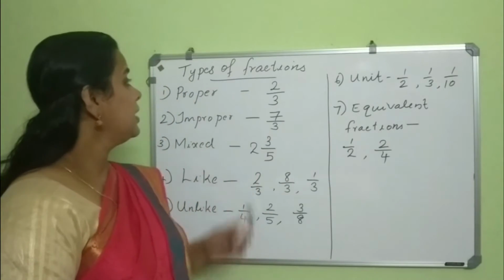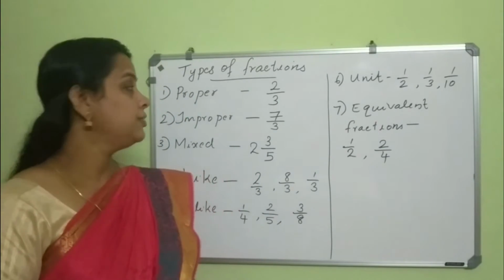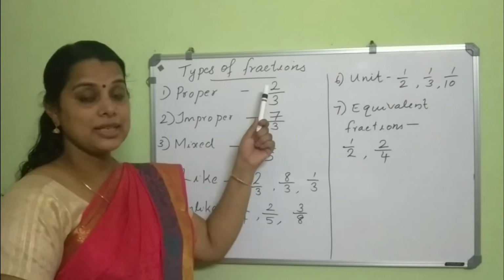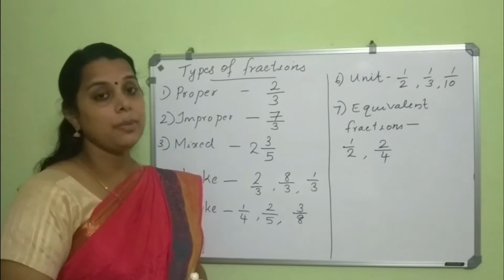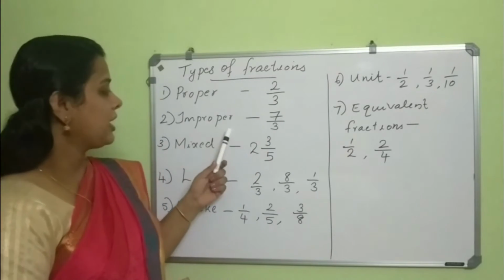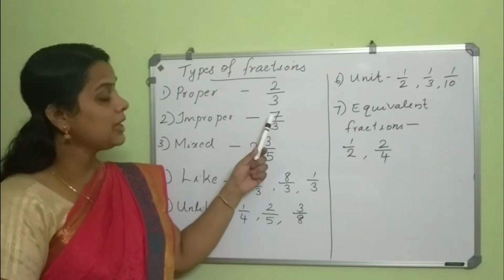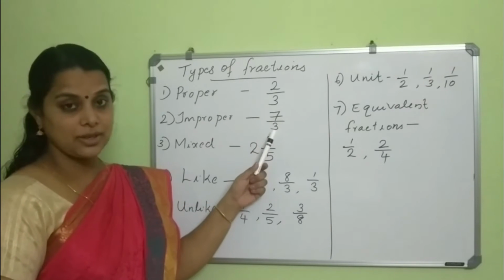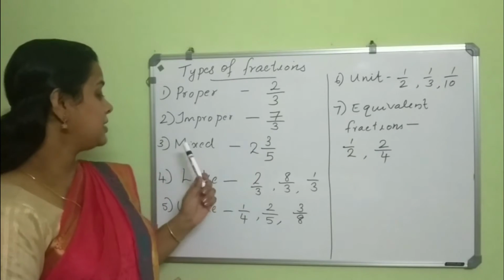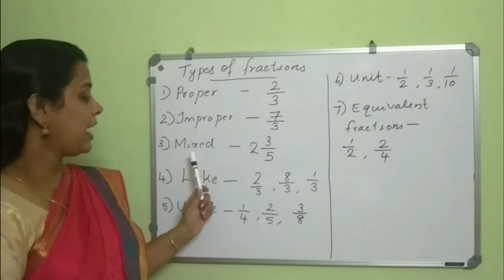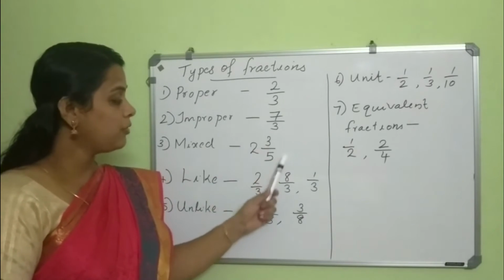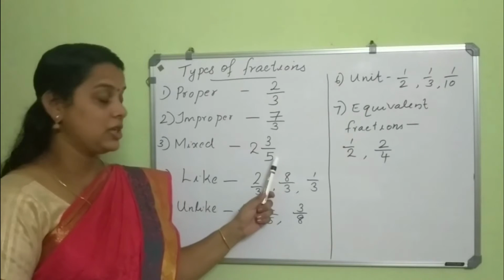Now we will revise types of fractions. First one, proper fraction. A fraction whose numerator is less than the denominator is called a proper fraction. Example, 2 by 3. Improper fraction: a fraction whose numerator is greater than the denominator. Example, 7 by 3. Next is mixed fraction. A fraction that is a combination of a whole number and a proper fraction. This type of fraction is called a mixed fraction.